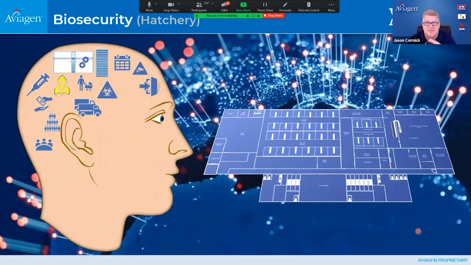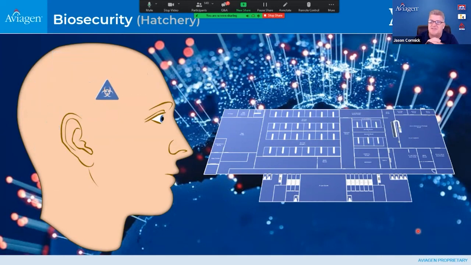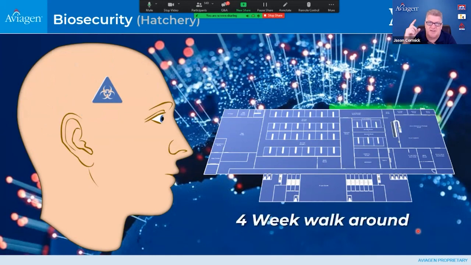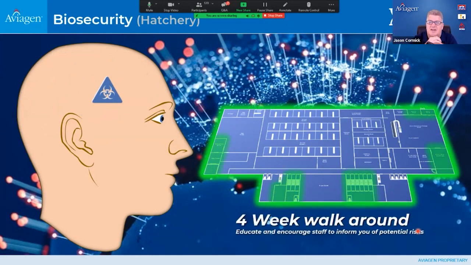Let's come back to hatchery managers. What I would say is every 4 weeks, if you can, I mean, you have to. It's not a request. You have to do it. Every 4 weeks, forget everything else. Just take the time to walk around the hatchery along the outside, and particularly any of the entry points into the hatchery. So what we're looking for is, are there any things that have lapsed?